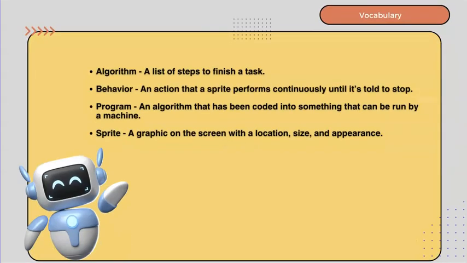Let's take a look at this week's vocabulary. Algorithm: a list of steps to finish a task. Behavior: an action that a sprite performs continuously until it's told to stop. Program: an algorithm that has been coded into something that can be run by a machine. Sprite: a graphic on the screen with a location, size, and appearance.